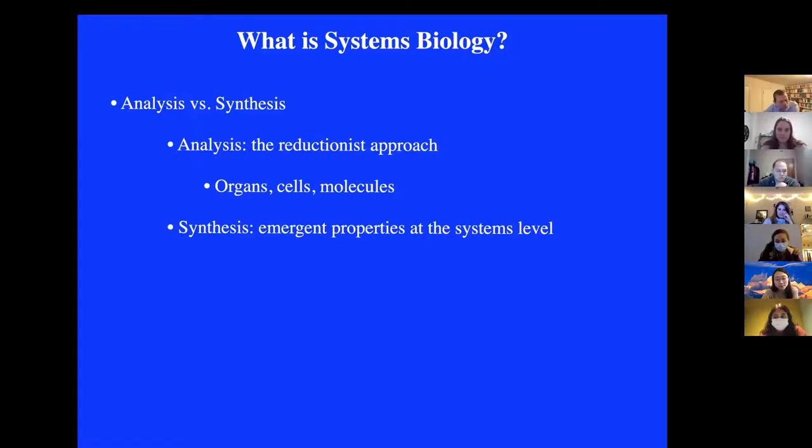But what's happened is people have recognized that at the systems level, even if you have a description, a listing, say, of all the cells and all the molecules, there are properties that make the functioning system very interesting that aren't captured by that listing of those components. And the question then is, how do you understand how the whole systems work? And that's where systems biology becomes very important.